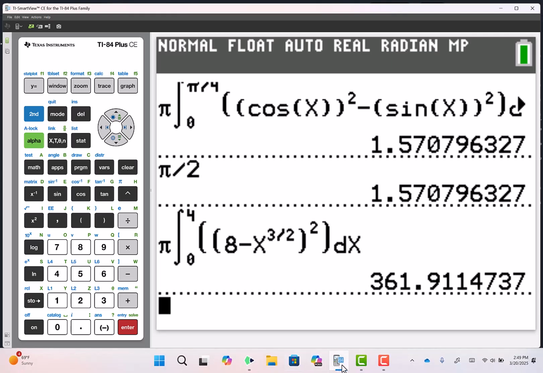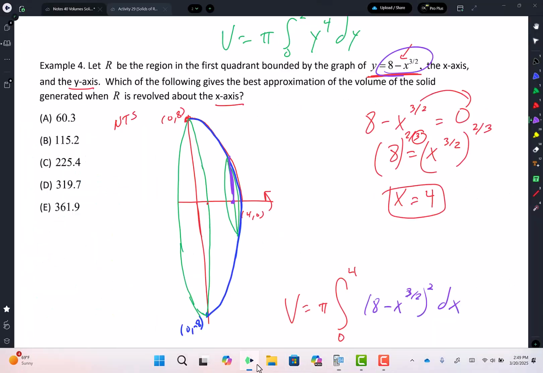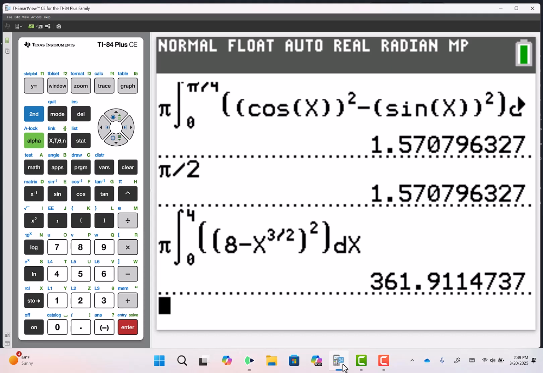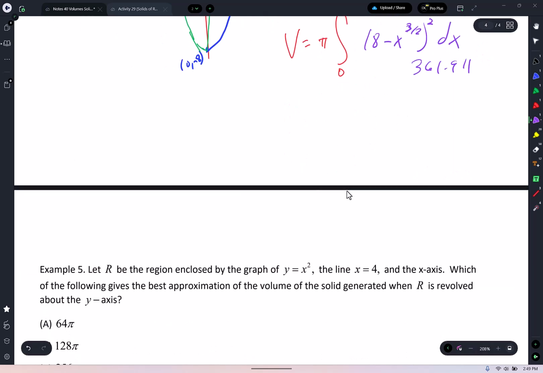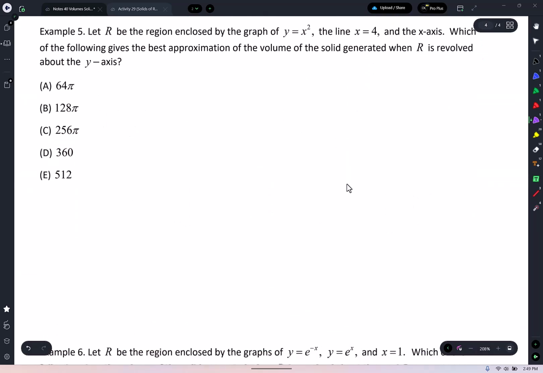Did I mess up? Is that answer in there? 361.911. I think that's what it was. Yeah, I can tell this is not an AP question because it doesn't have 3 digits after the decimal. That's fine. We're almost done, guys. Last 2.